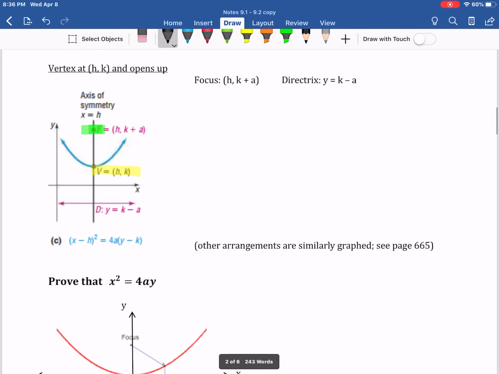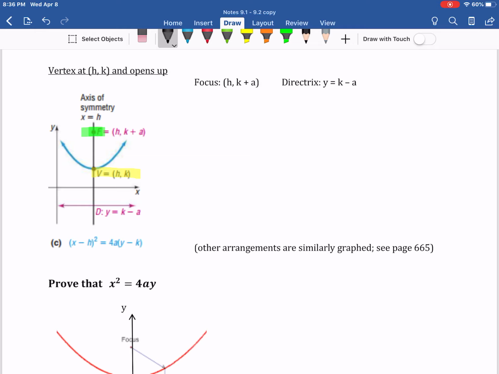The general form, and I'll get to these general forms more, but for right now, the general form of a parabola who has a vertex at HK and opens up is right there. So right here, this is out of your book. This would be for graph C from this section. It's x minus h quantity squared equals 4a times y minus k. That's the general form of a parabola who has a vertex at hk and opens up.